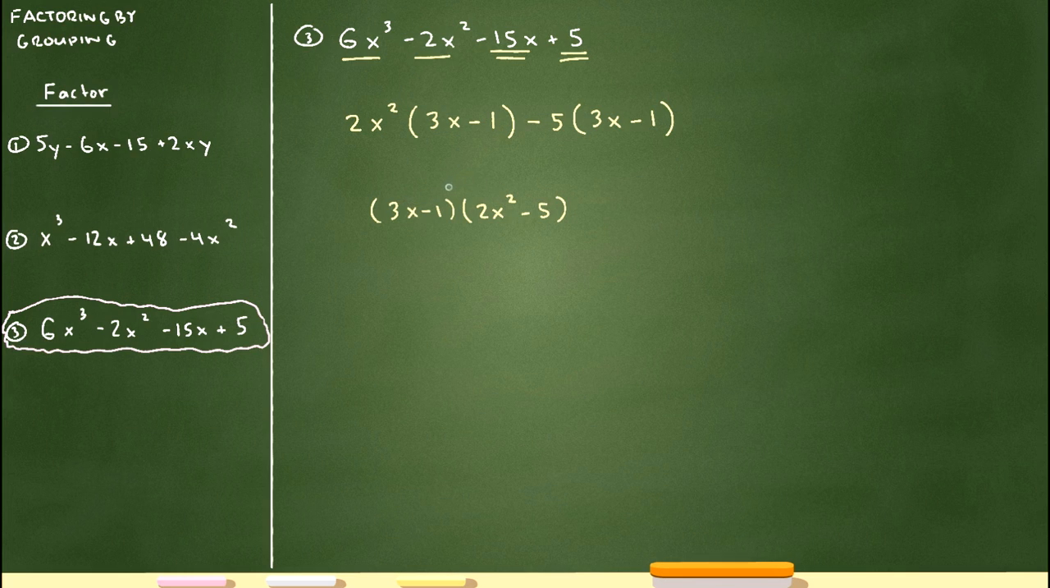But if you wanted to check your answer, you could do the 3x times 2x squared. That will give us 6x cubed. The negative 1 times 2x squared will give us negative 2x squared. The 3x times negative 5 will give us negative 15x, and the negative 1 times negative 5 gives us a positive 5. So we know that this is the correct factored form.